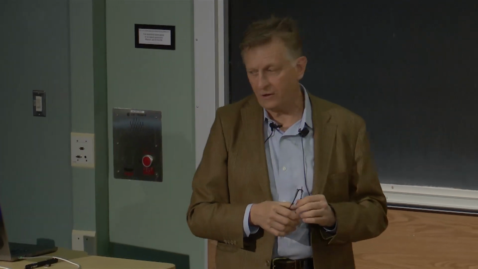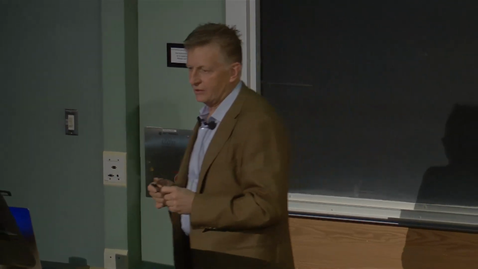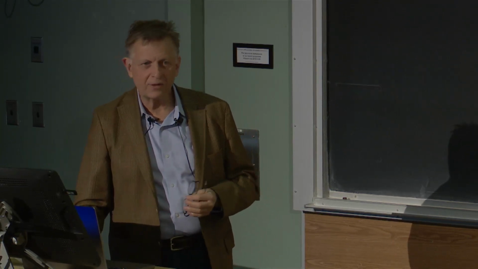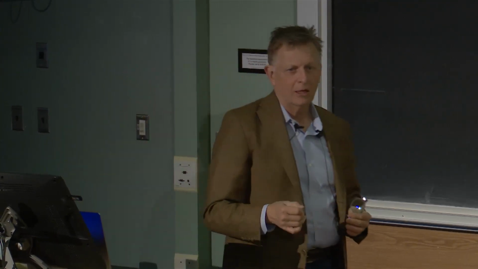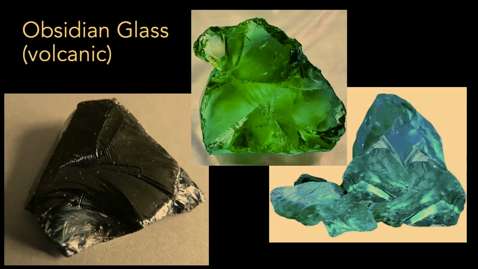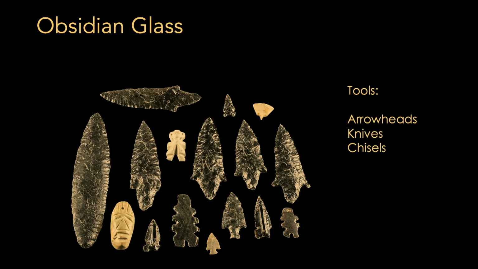It starts in the early years, in the prehistoric days, when the forms of glass known at that point were obsidian glass, which is a volcanic glass. It's just whatever comes out of a volcano, it solidifies into a glass. That means it doesn't crystallize. And then you can break it, and you get sharp edges, and you can use that as tools, such as arrowheads or knives or chisels that you can use for carving or for hunting.